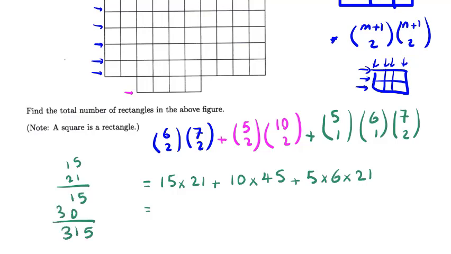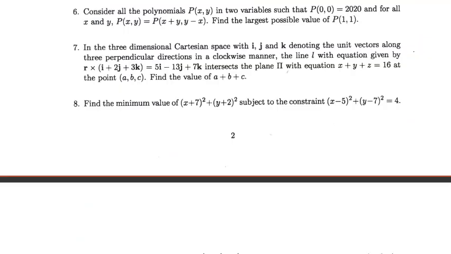So 5, 1, 315. The next one is 450. The next one is 30, 0, 3, 6. So the last answer 0, 5. 3 plus 5, 8. 8 plus 1, 9. 6 plus 4, 10. 10 plus 3, 13. So the answer is 1395.